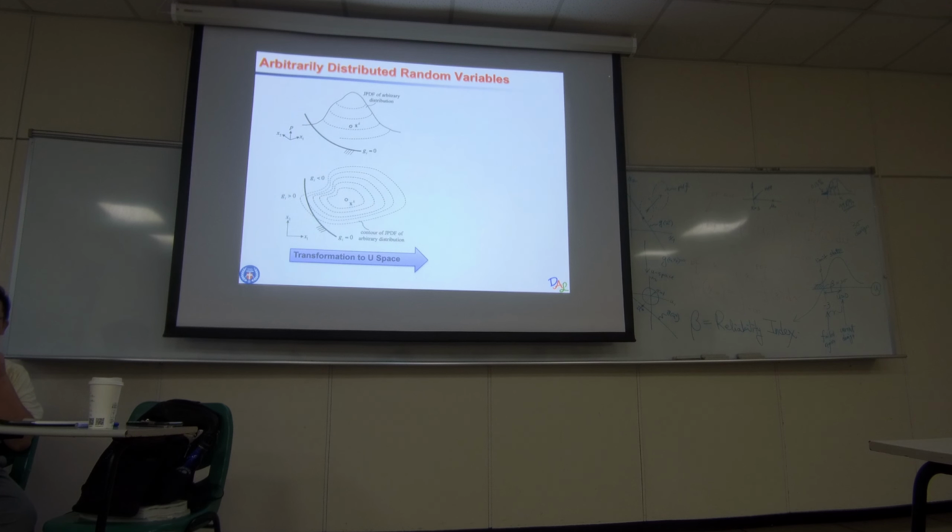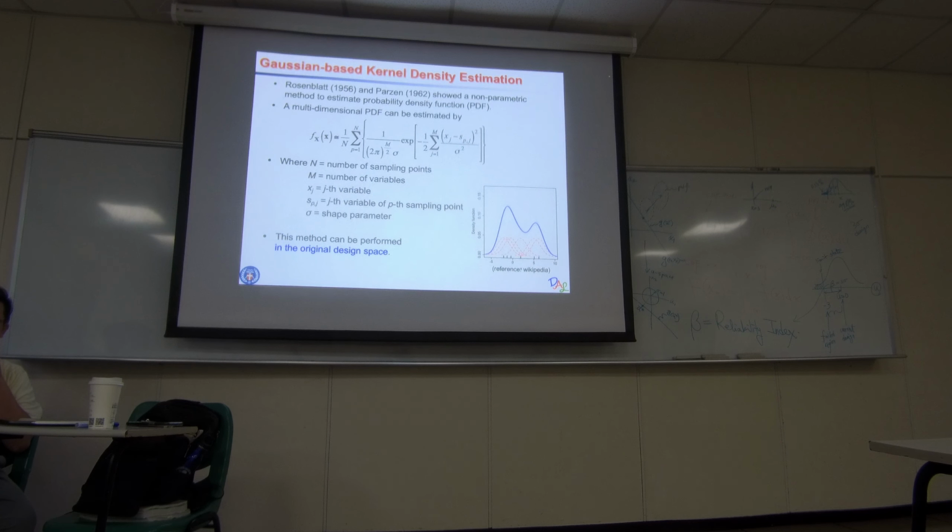This is a different method. I'm not going to cover it. So if one day you have a distribution that is unknown, then you cannot convert to standard normal space. So over here, I introduced two methods. One method is based on so-called Gaussian-based kernel density estimation. On the lower right corner, there's a figure you can see. The blue curve is representing a PDF that is not normally distributed. Back in 1956 and 1962, these two gentlemen introduced how you can estimate the PDF based on the summation of a lot of normal distributions. So if you have a non-normal distribution, you can use this way to estimate the arbitrary shape.